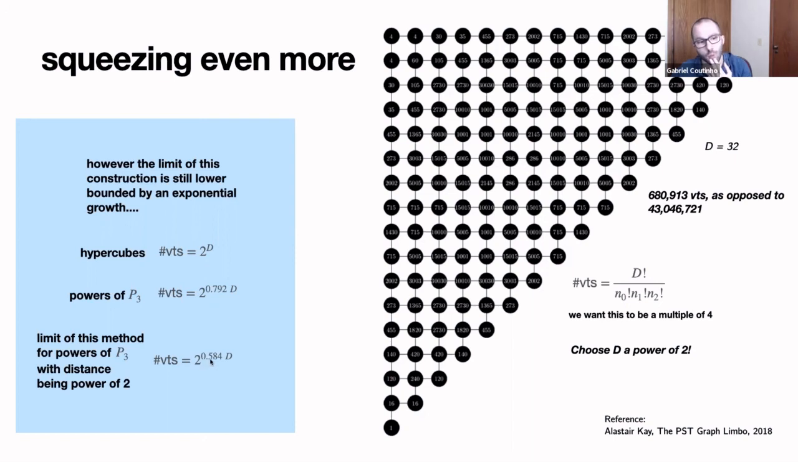So 2 to the 0.584. So he calls this an efficiency constant of your PST graph or whatever, which unfortunately is still exponential. I mean, it's much better, but this is by far the best known example of a graph with PST between 2 vertices at such large distance and the fewest possible number of vertices. Of course, no one ever expects to build a quantum computer with 600,000 qubits. So it's not really going to work well.